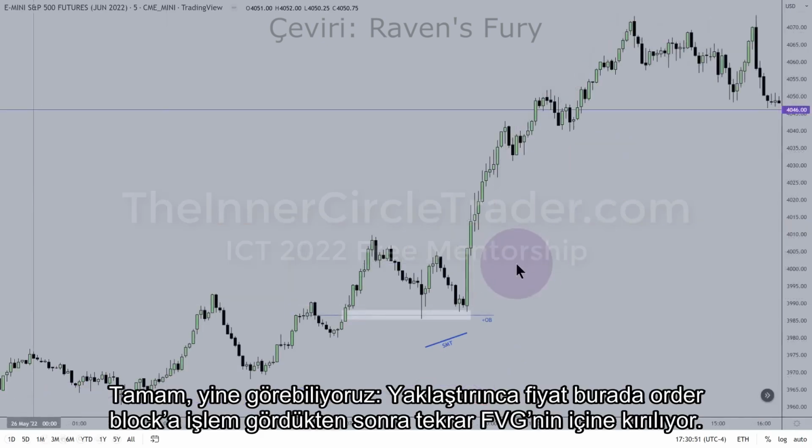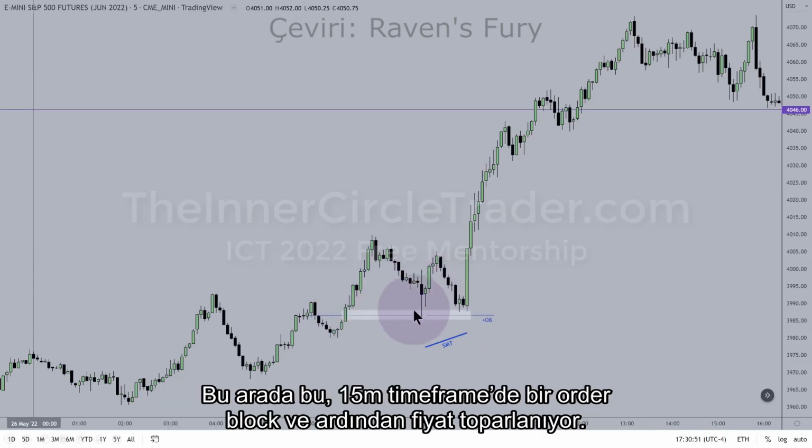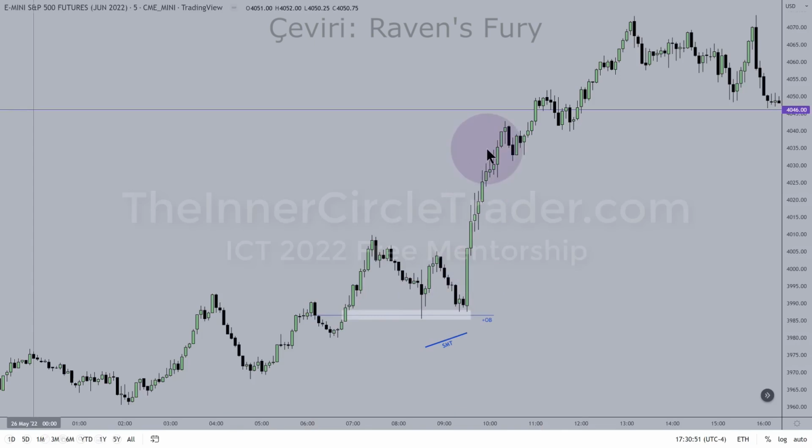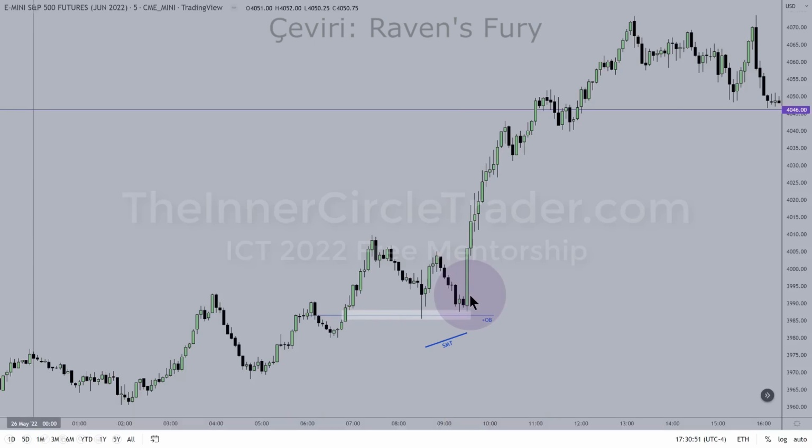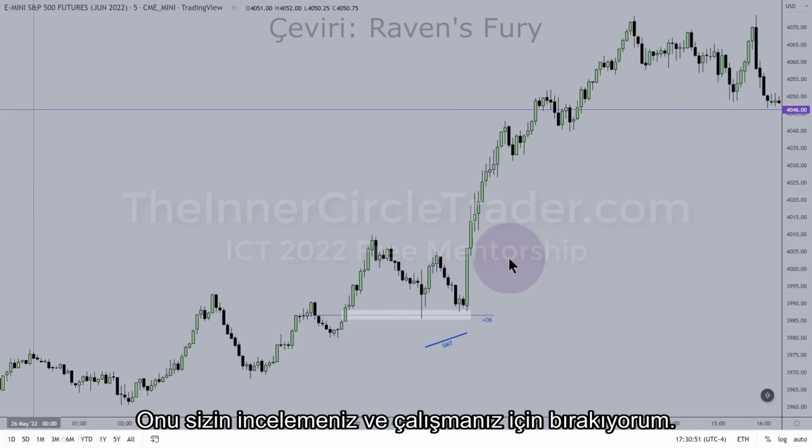All right, so again, we can see zoomed in, price breaks back down into the fair value gap after trading to the order block here. This is a 15-minute time frame order block, by the way. And then it rallies. Inside this little area in here, there's one small pullback into a fair value gap on a 1-minute chart. I'll leave that for you to go into and study.